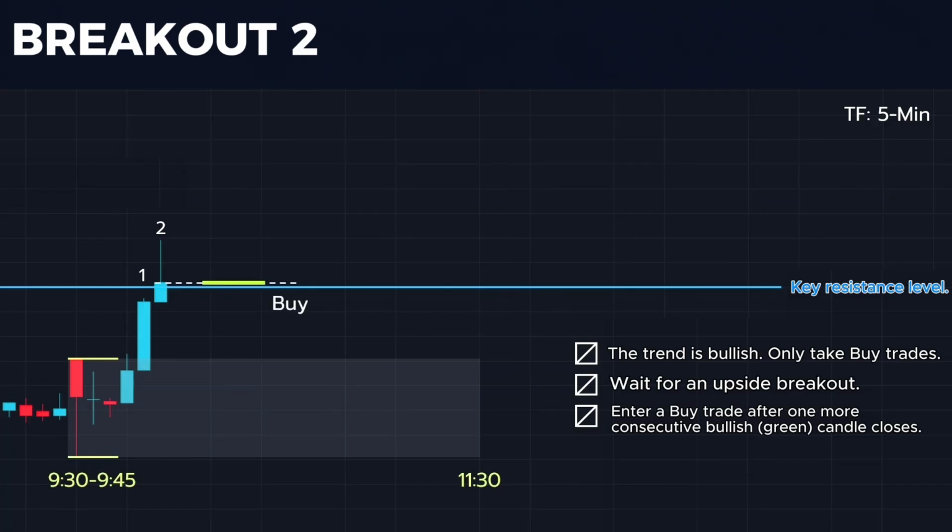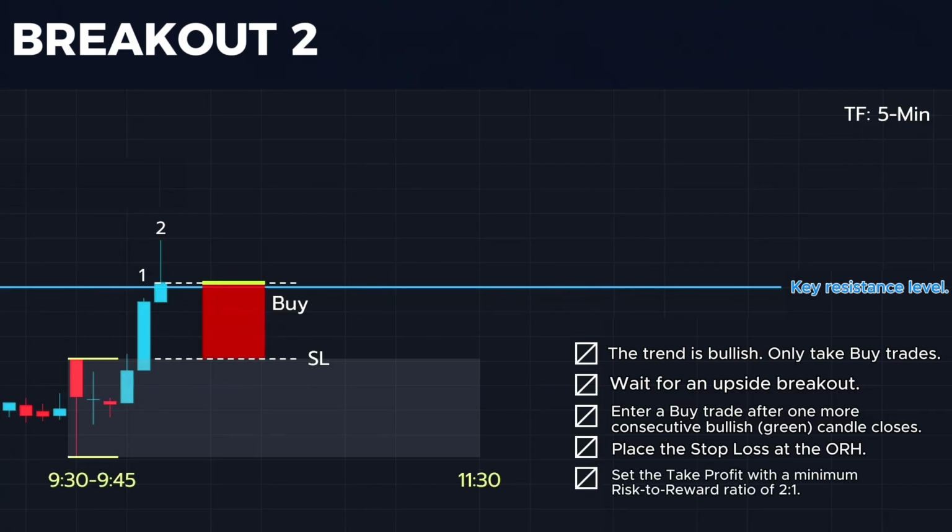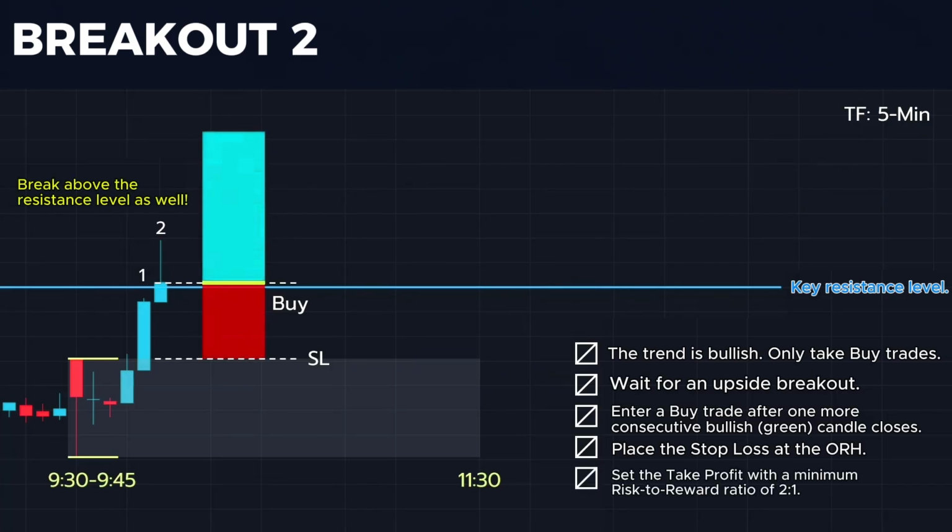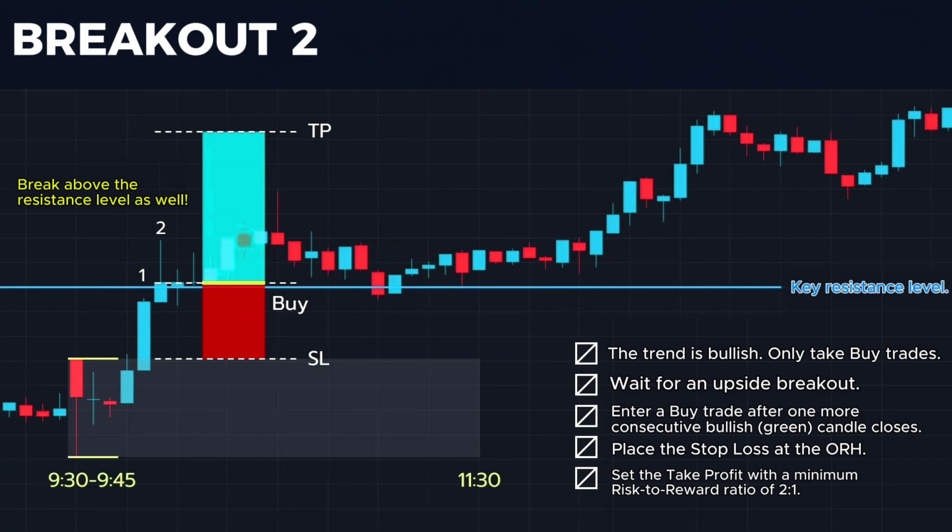I bought it as before. Set the stop loss at the top range, which is this zone. After we get the stop loss, we will set the take profit to have at least 2 to 1. At this point, it will be like this. After that, we wait for the price to go up to TP.